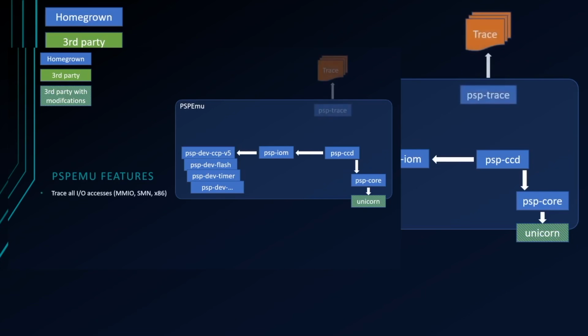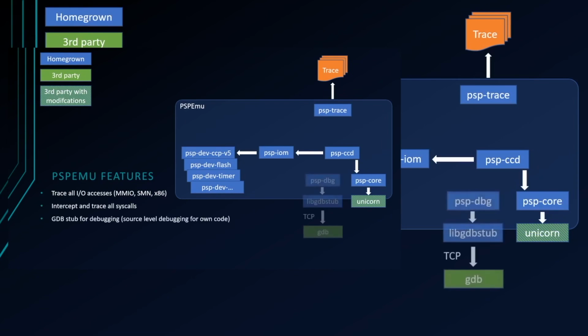Everything is then wrapped by the PSP CCD component, which represents a single CCD and therefore PSP instance in a real system. Below all that, there's a tracing component, which is responsible for generating the trace log and capturing information about I/O reads and writes and SVC calls, for example.